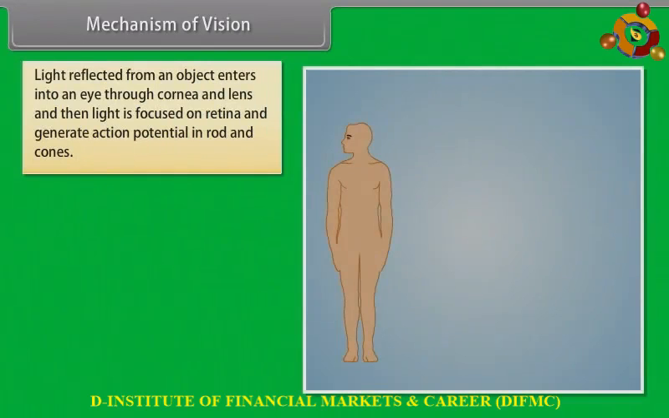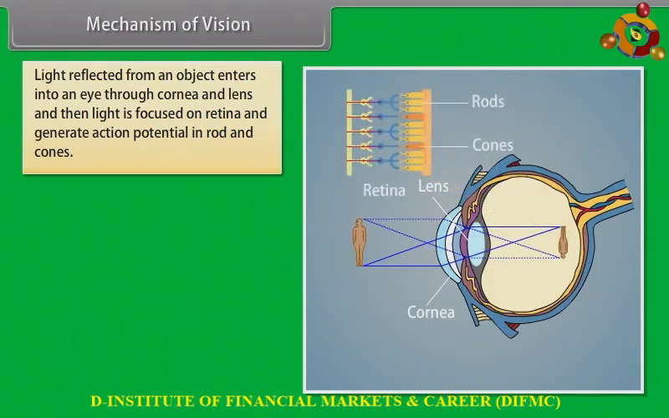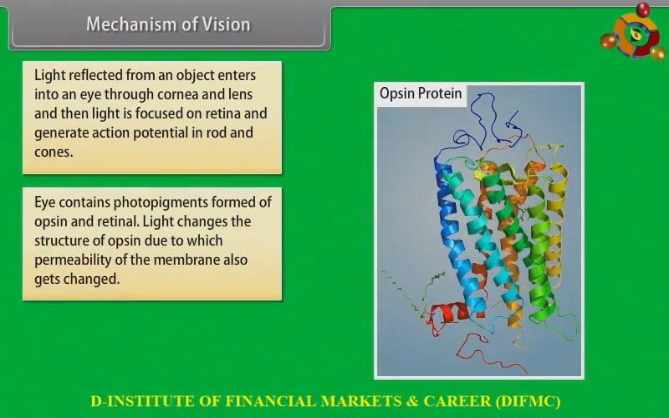Mechanism of vision. Light reflected from an object enters the eye through the cornea and lens, and then the light is focused on the retina and generates action potentials in rods and cones. The eye contains photopigments formed of opsin and retinal.